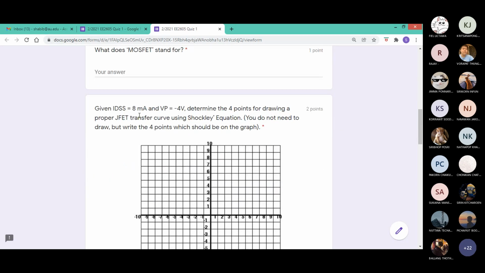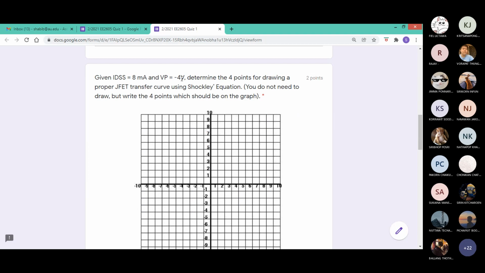Okay, given IDSS 8 milliamp, VP is -4. Determine the 4 points. You don't need to draw, just tell me the points. Shockley's equation: when VGS equals VP, which is -4, ID is 0. This is 1 point here where I'm putting the mouse cursor. When VGS equals 0, ID equals IDSS. So another point is right here. Can you just join these two with a straight line? No, you need at least one more point to draw a curve.